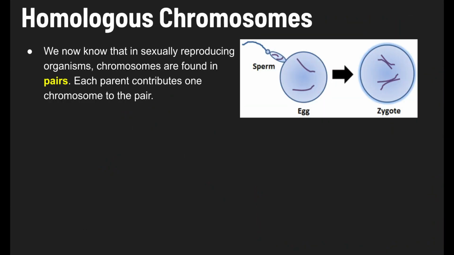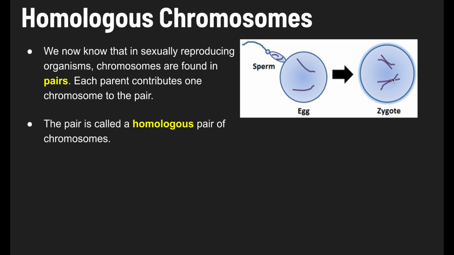Now, with the remainder of the video, I want to try and show you how Mendel's work has been expanded upon. So we now know that in sexually reproducing organisms, chromosomes are found in pairs, and each parent contributes one chromosome to the pair. So for example, here's a sperm cell. Inside that sperm, you have in this example, there are 2 chromosomes. Here's an egg cell. Inside the egg cell, there are 2 chromosomes. When the sperm fertilizes the egg, those chromosomes pair up.